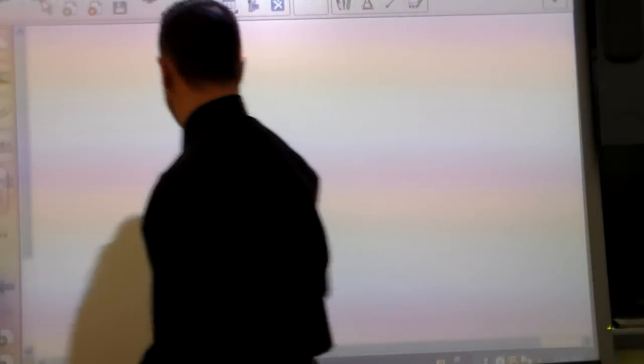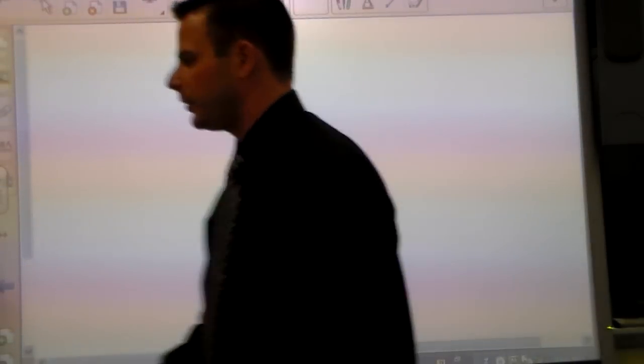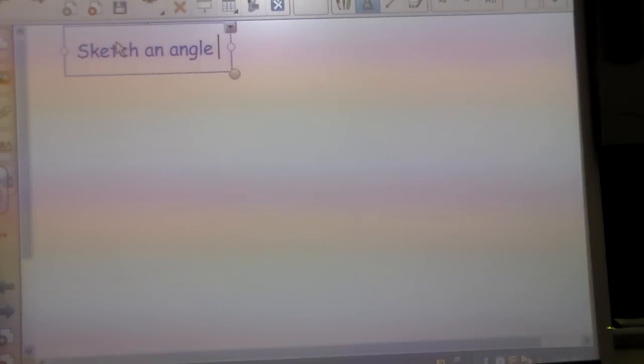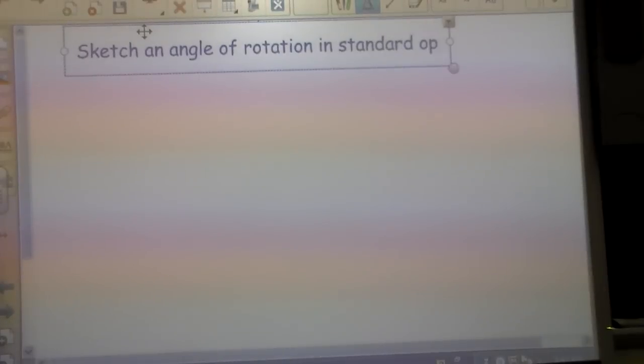So now let's just practice drawing some angles of rotation. Let's sketch an angle of rotation in a positive and negative direction. Sketch an angle of rotation in standard position of 130 degrees.